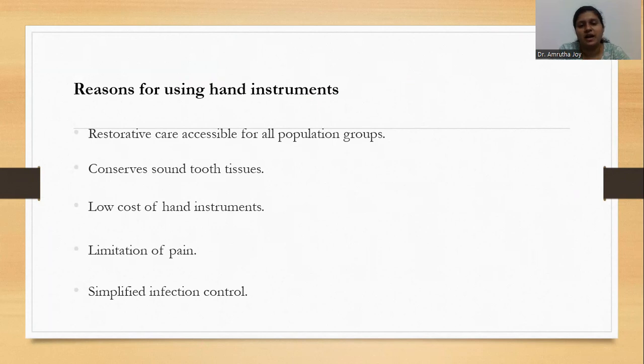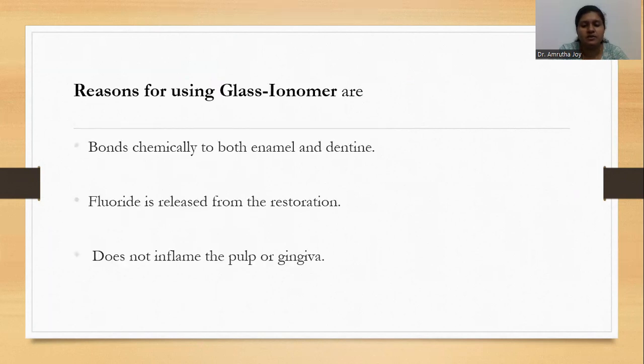Why are we using hand instruments? To make restorative care accessible for all populations and to conserve the sound tooth structure as much as possible, low cost, limitation of pain, simplified infection control. These are the reasons why we use only hand instruments.